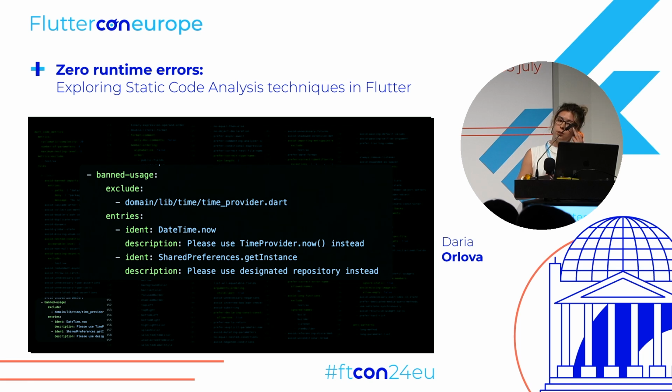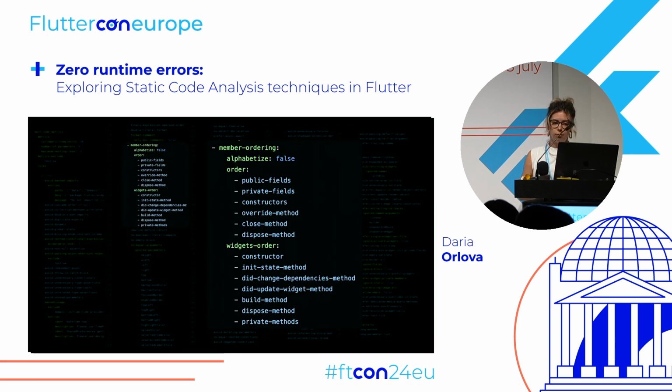Another banning example is for classes. For example, whenever we use DateTime.now, we should show that we should not do that, and we should use an abstract time provider. We can control our class code layout by specifying the order of the members, as well as widget-specific methods specific to Flutter. This configuration helps to structure code so that you can always find what you expect, where you expect. And there are many, many more rules.